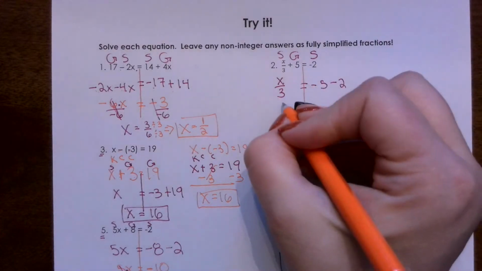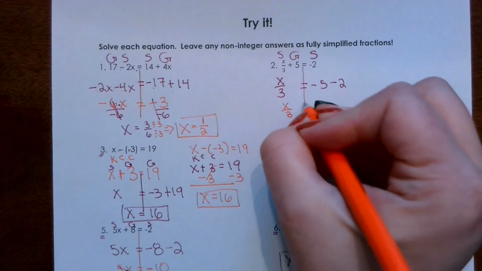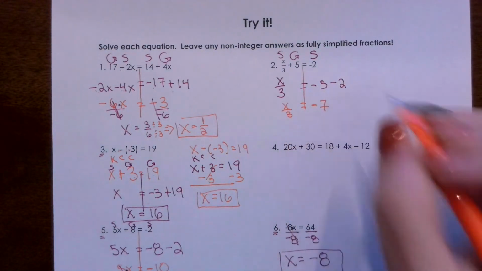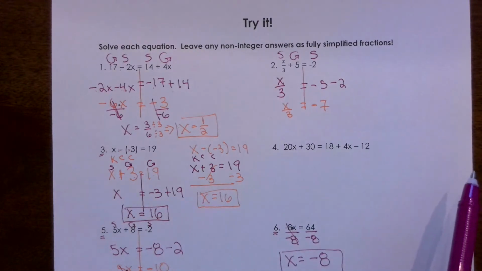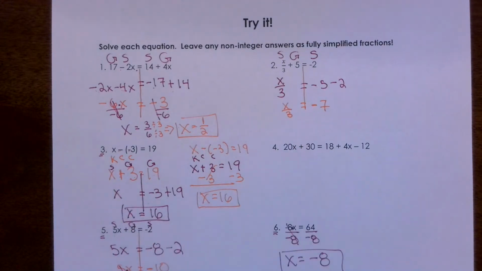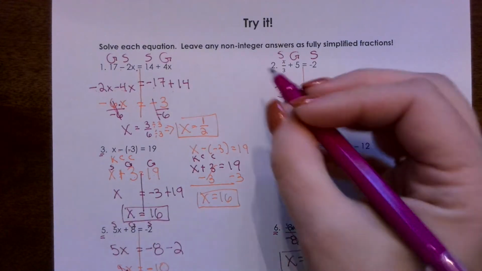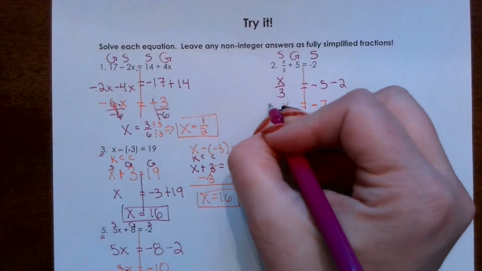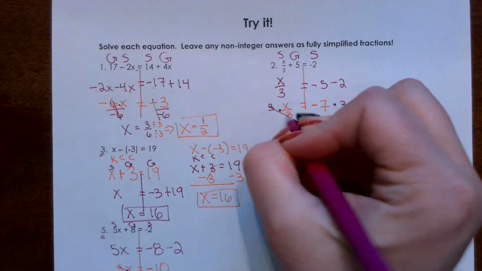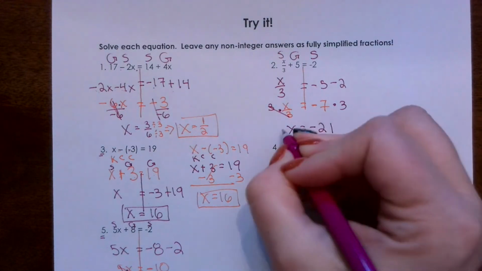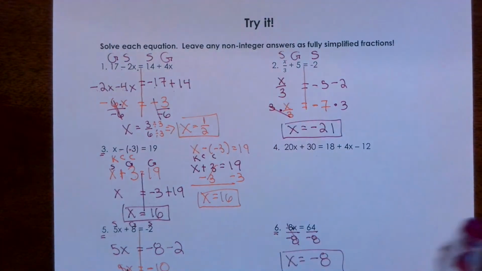I now am going to combine negative 5 minus 2, and I will get negative 7, on a calculator, or do that in your head. Let's look at this. This is x divided by 3. My inverse operation is multiplication. So I'm going to multiply both sides by the number with the variable, 3. And I get x equals negative 7 times 3, which is negative 21. And I've got my answer.